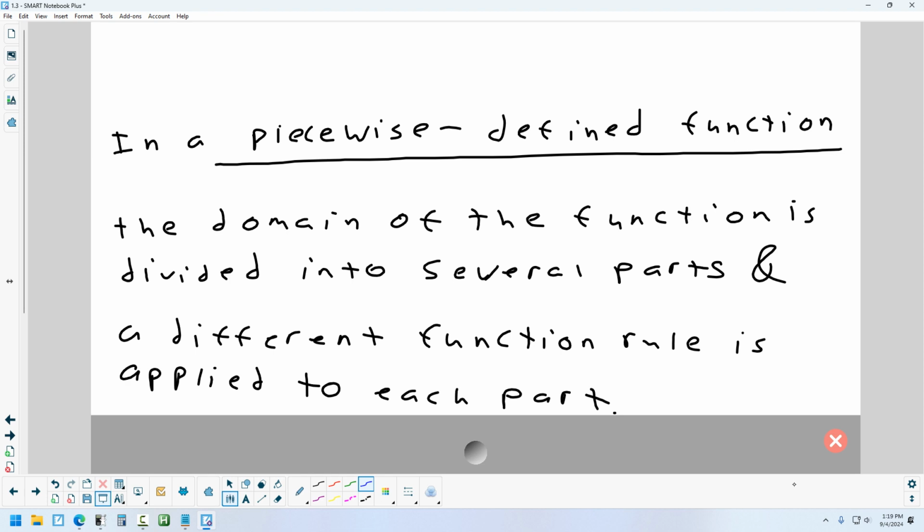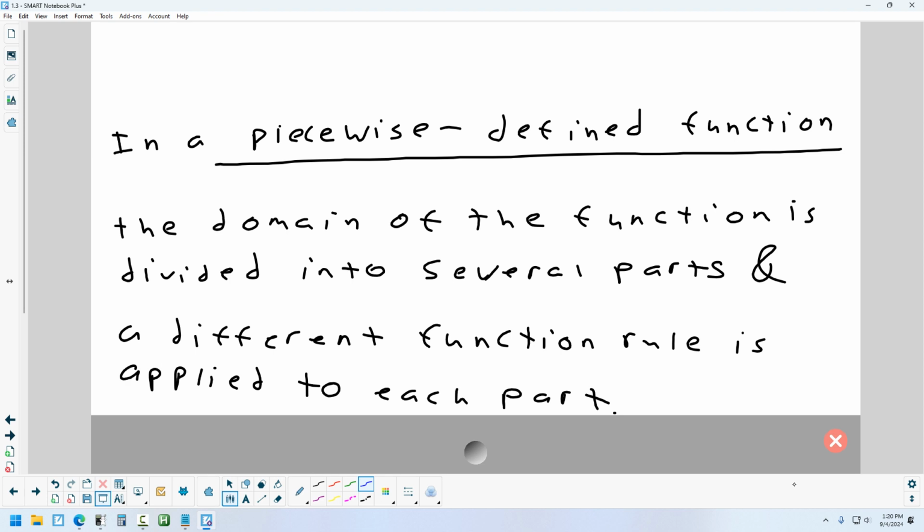So I might have 3 different formulas. The first formula I would apply to anybody who's under 6 years old. The second formula would apply to anyone that's between 6 and 18. And the third formula would apply to anybody over 18. So what I've done is I've broken my domain into 3 parts: less than 6, between 6 and 18, more than 18. And I'm going to use a different formula to calculate your ticket price based on your age.